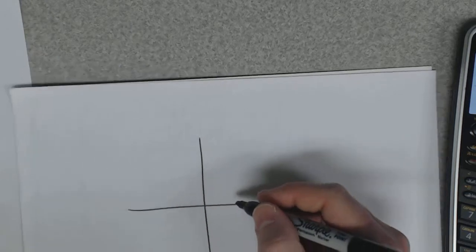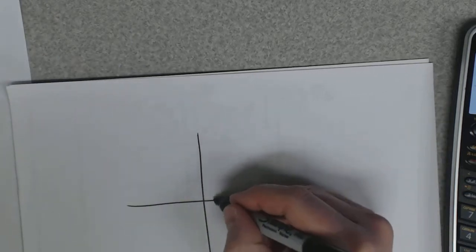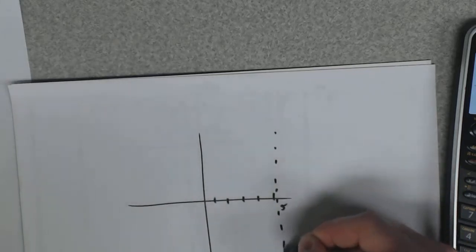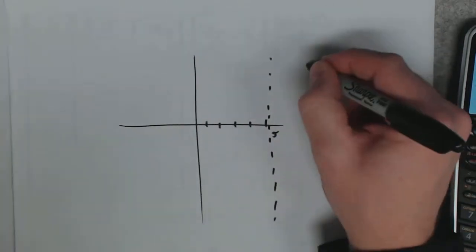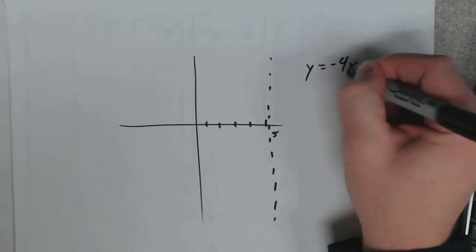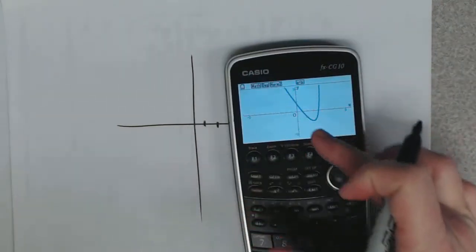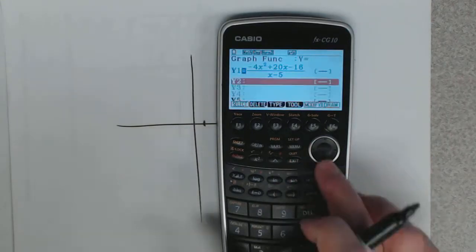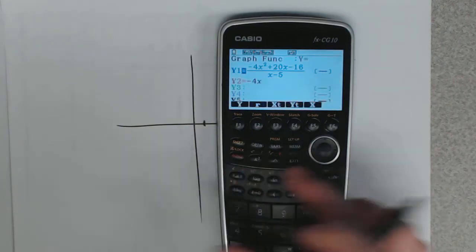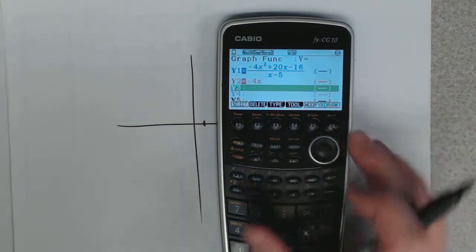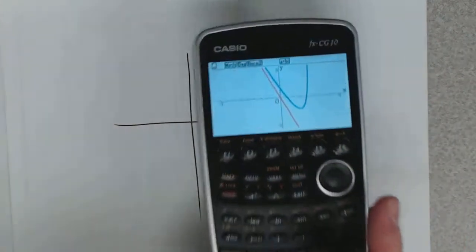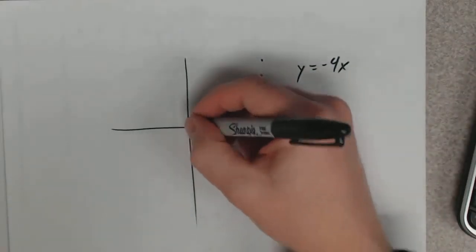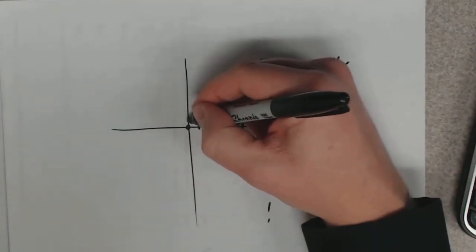My vertical asymptote was at 5. Okay. I made a mistake. My horizontal asymptote was negative 4x, and I can see that now, negative 4x. I'll show you the graph of it. You can go ahead and graph that in there with it if you don't know how to graph that. Watch the red graph here. See, there's negative 4x. I didn't do that right. I did a positive 4x. Shoot.